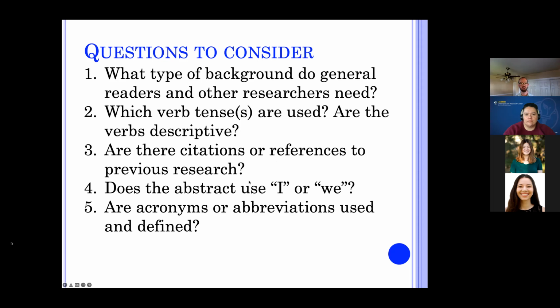Does the abstract use I or we? Typically, I recommend that it should, right? You're presenting work that you're actually doing. There's no need to beat around the bush and say the researcher or use passive voice exclusively. It's a lot clearer and more concise to use pronouns like this. And so typically, especially for a conference like this, no problem using I or we. And then, are you defining your acronyms or abbreviations? So keep those things in mind.